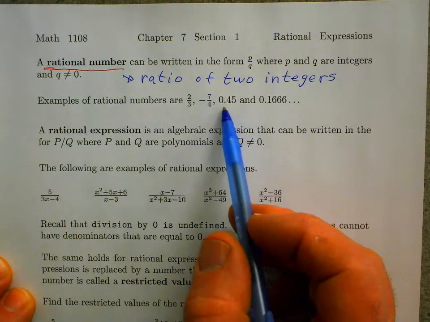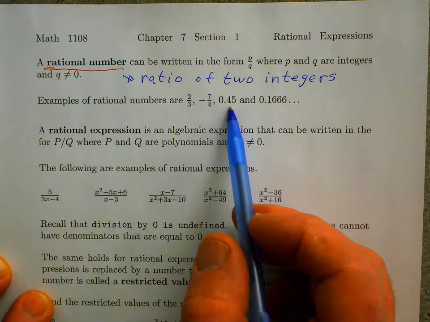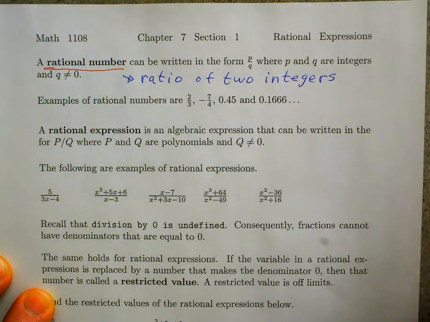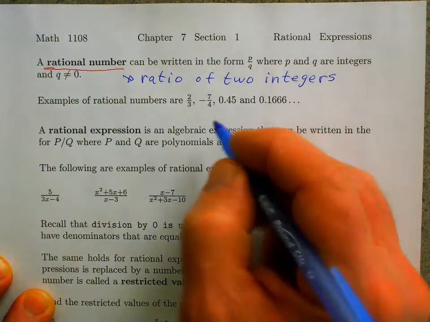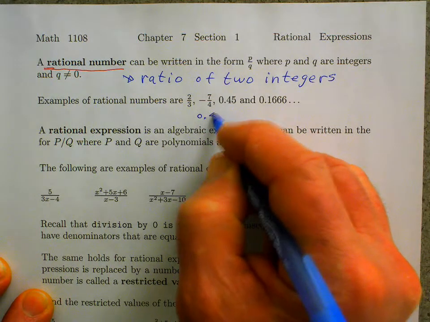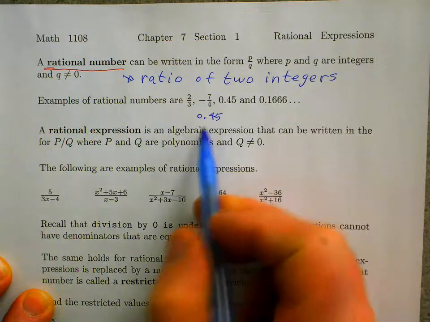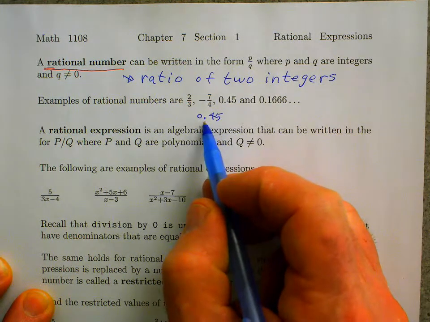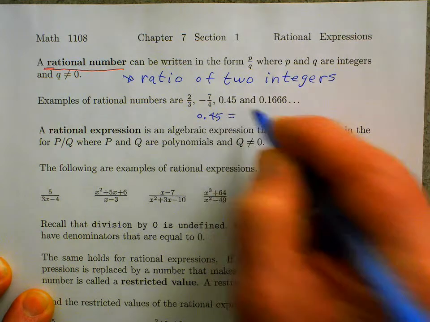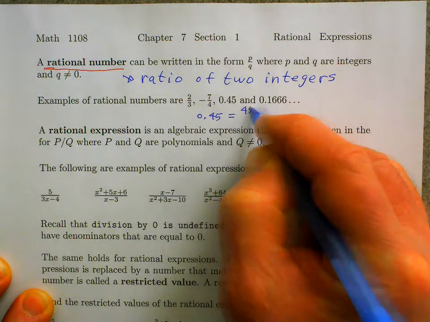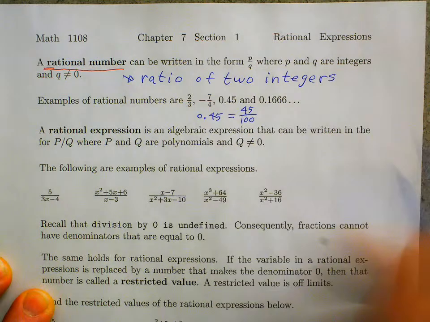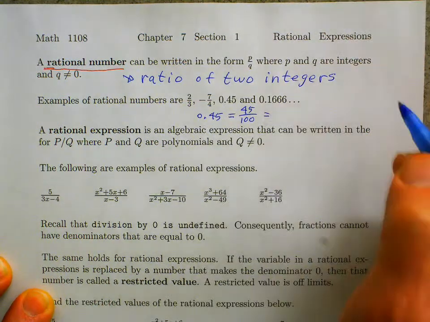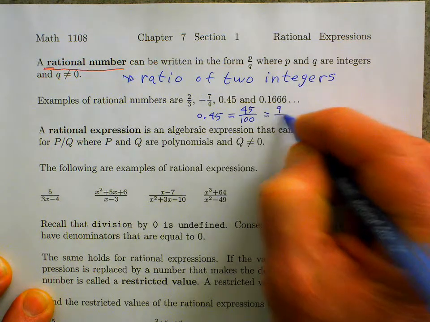Terminating decimals are also rational numbers because they can be written in the form P over Q. In particular, 0.45, that's the informal way to read that decimal number. The formal way is 45 hundredths, and you can write 45 hundredths as a fraction. This fraction can be written in lower terms as 9/20.